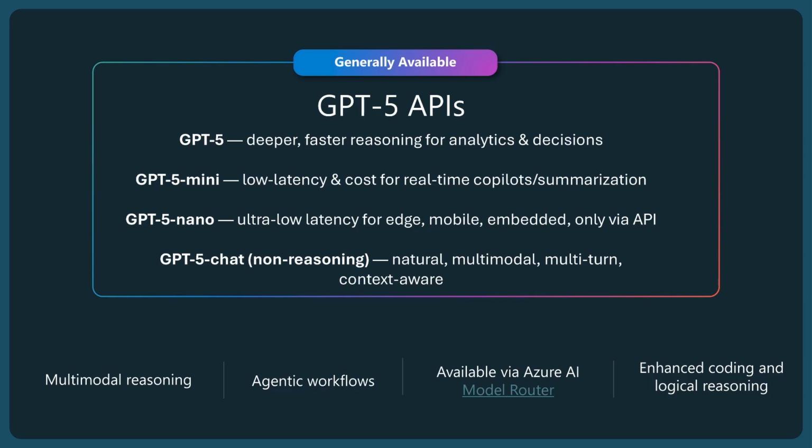So we have GPT-5, which is the mainline reasoning model. It's going to be best suited for those highly complex queries that require deeper chain of thought reasoning. It's really good for things like analytics and complex decision making. GPT-5 Mini is a little bit smaller than GPT-5, lower latency, but still great for reasoning. And then Nano is the smallest, fastest reasoning model. And then, of course, we have Chat, which is best optimized for things like multi-turn chat scenarios.